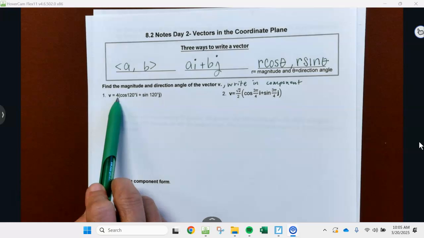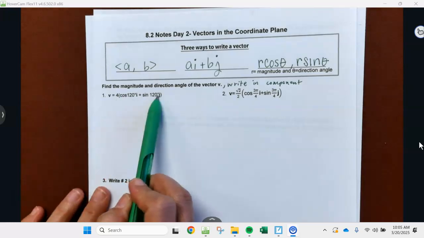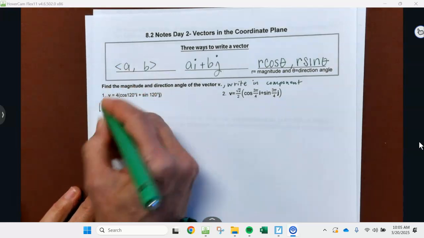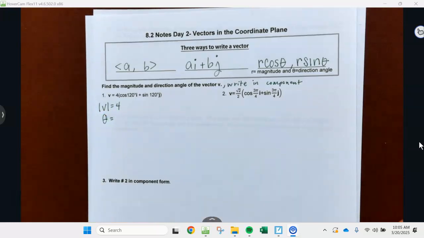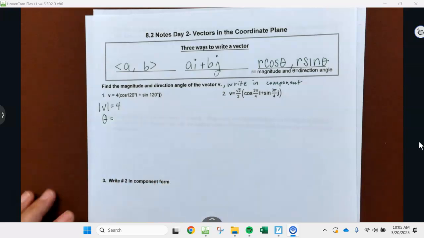The magnitude is this 4. It just hasn't been distributed to both things in the parentheses yet. So the vector's magnitude is 4. Let's talk about the direction angle. Remember, angles are always expressed in degrees. The degrees is right there. It's 120.